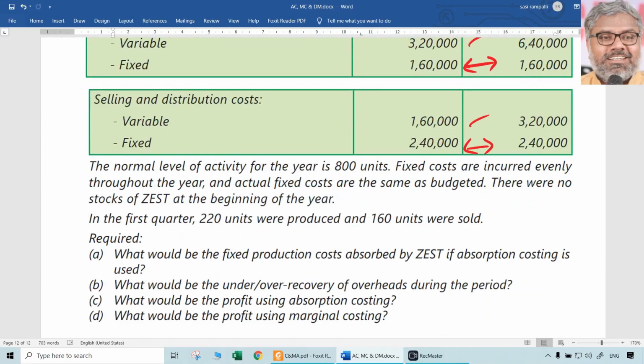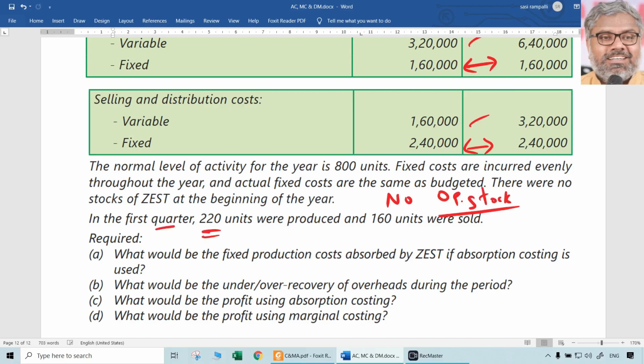Fixed costs are incurred evenly throughout the year. That is always a normal assumption that we take. Without that, many calculations will go wrong because we have to take fixed costs proportionately on the basis of time. There is no option. And actual fixed costs are the same as budgeted. There were no stocks of Jest at the beginning of the year, meaning no opening stock. Only closing stock is there, if it is there.